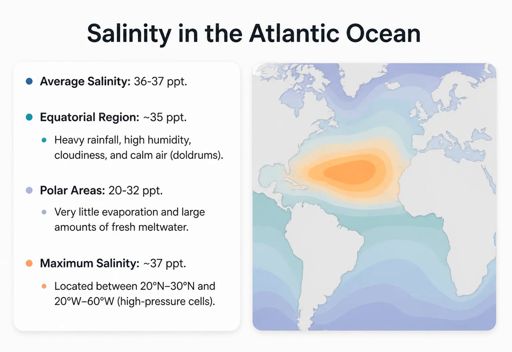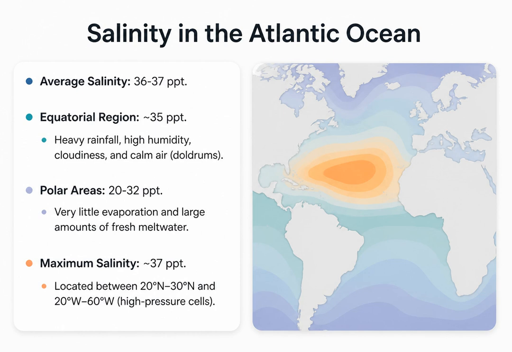Focusing specifically on the Atlantic Ocean, the average salinity sits around 36 to 37. But this isn't uniform. In the equatorial region, salinity drops to about 35. Why? Because near the equator we have heavy rainfall, high relative humidity, persistent cloudiness, and the calm air of the doldrums, all of which add fresh water and reduce evaporation. In the polar areas of the Atlantic, salinity is even lower, ranging between 20 and 32, due to very little evaporation and large amounts of fresh water from melting ice.